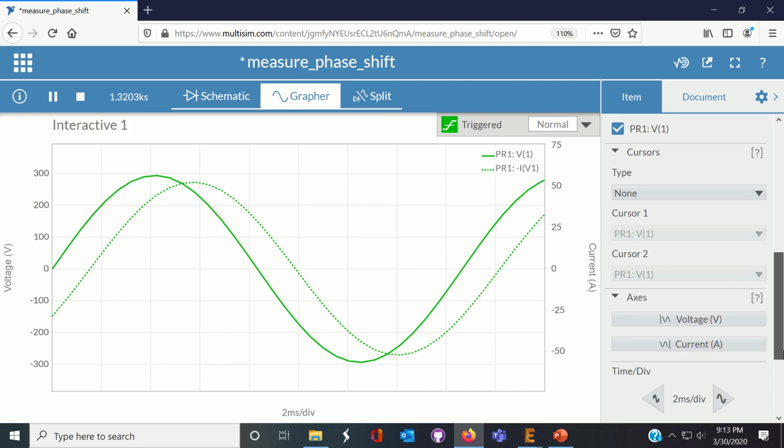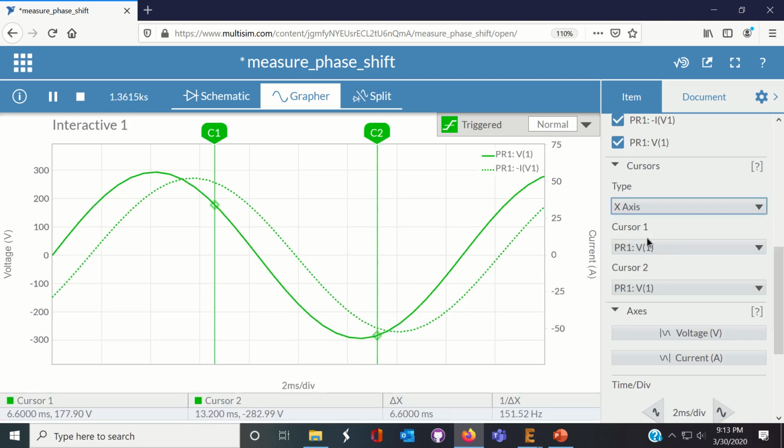You see cursor 1 is linked in right here with the dark green, which is voltage. And we're going to set that all the way to the beginning. By the way, note that this is an inductive circuit. You know that because the current is lagging.